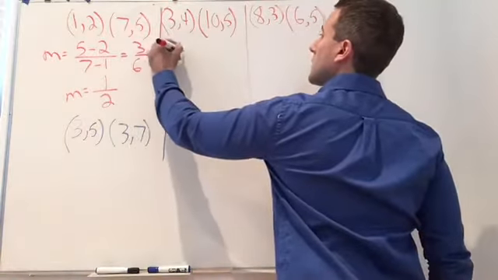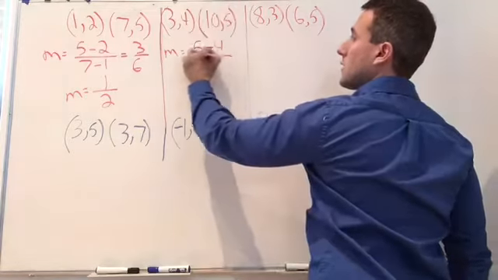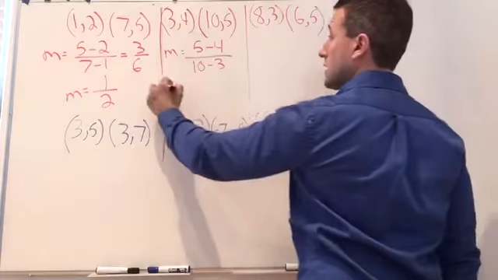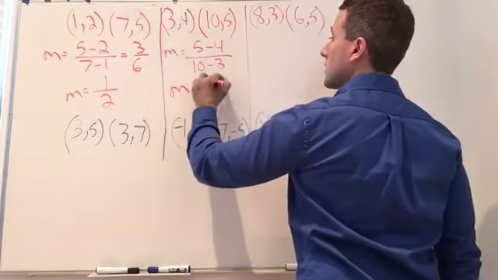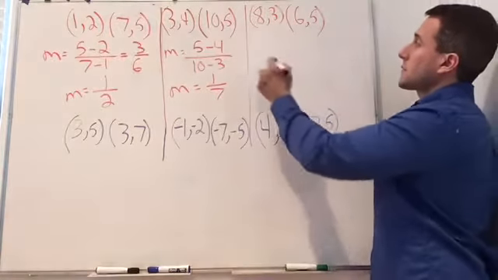So again, m equals 5 minus 4 on top, right? That y minus that y, over 10 minus 3. So that's gonna be m equals 1 over 7. Obviously that can't reduce, but that is an answer.